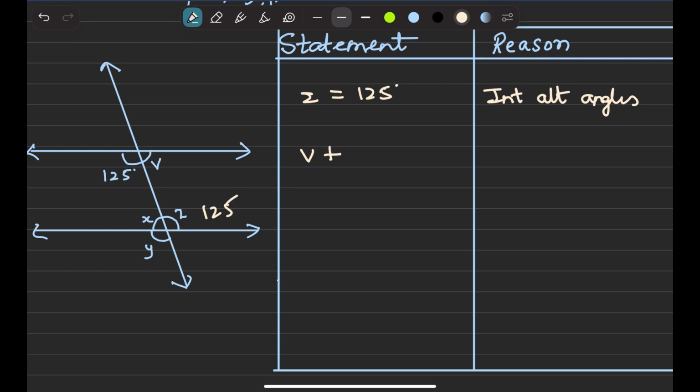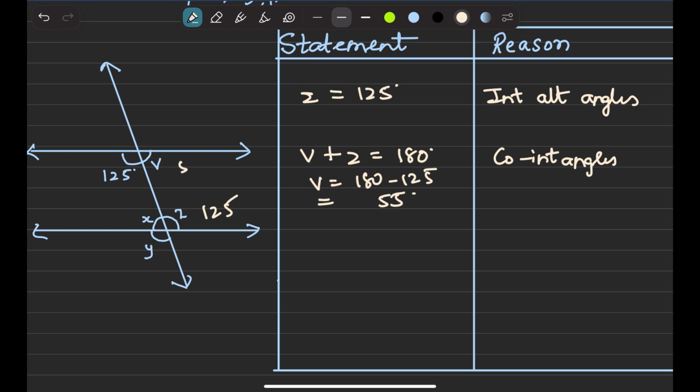V plus Z is 180. Why? Co-interior angles. So V is equal to 180 minus 125. How much is that? 55. That's it. So we found this 55. Now X is easy. X is also 55. Why? Interior alternate angles are equal. So we got X is 55.